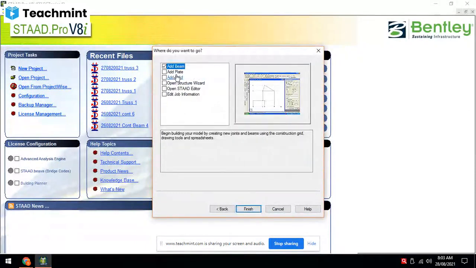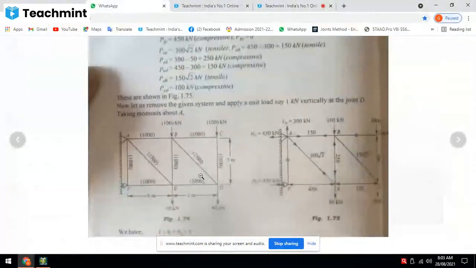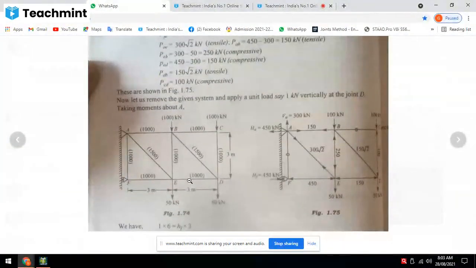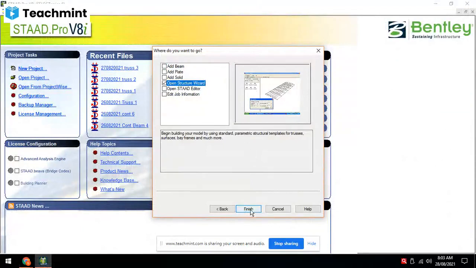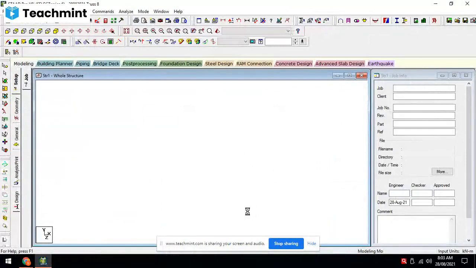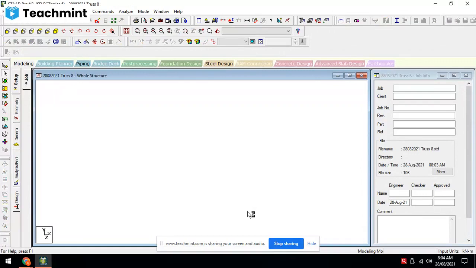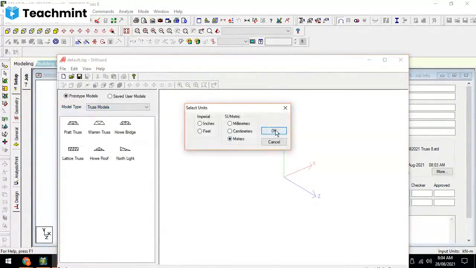Okay. So I will go to the triangular truss. We'll see whether it is available in the structure wizard. So we'll choose structure wizard. Open structure wizard. Finish. Please check whether it is available or not. So this is the lattice truss. First of all, we'll change the unit to meter.